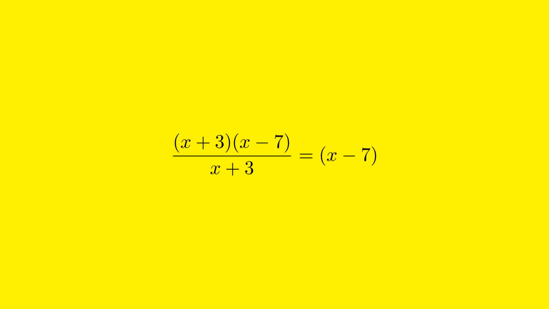Therefore, the simplified form of the rational expression is x minus 7. This is the final step, and the expression x squared minus 4x minus 21 divided by x plus 3 simplifies to just x minus 7.